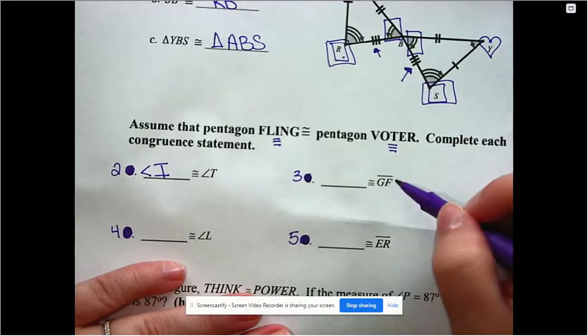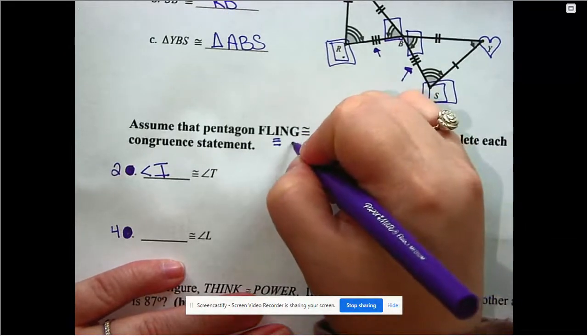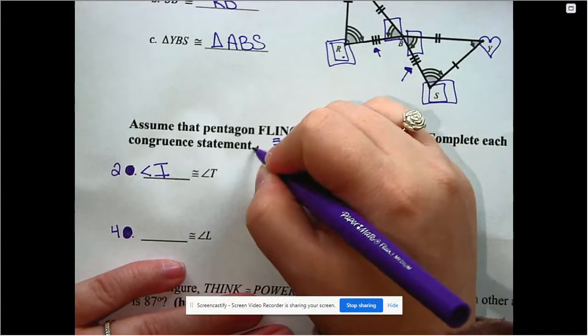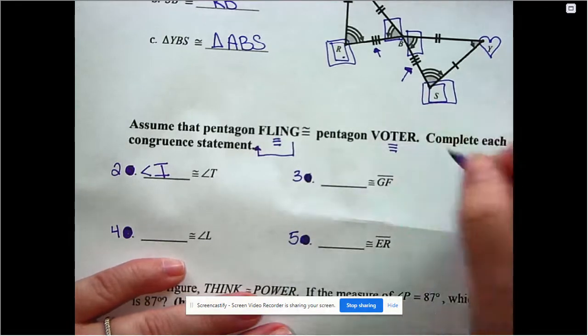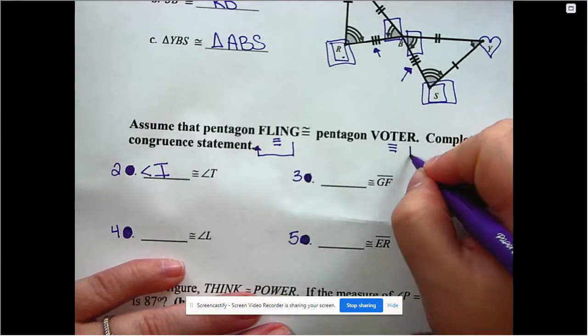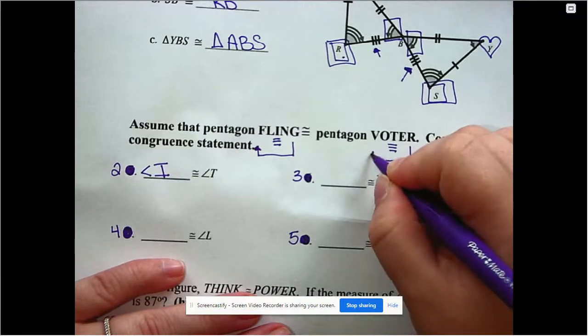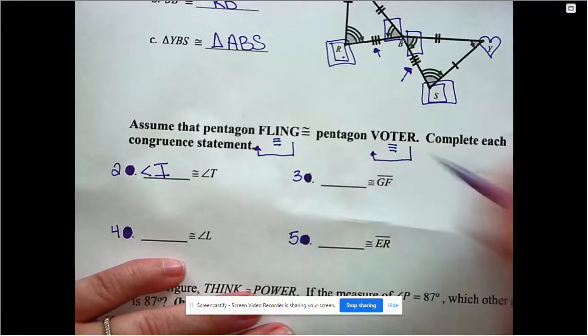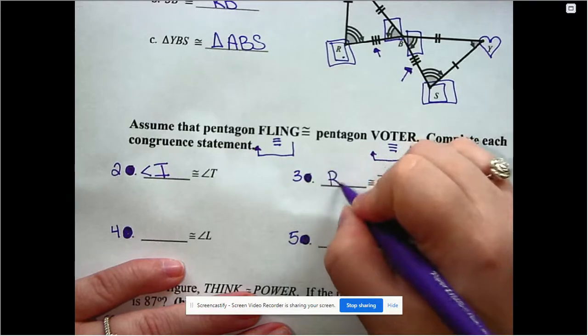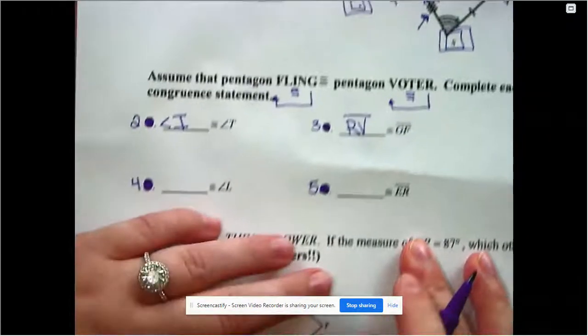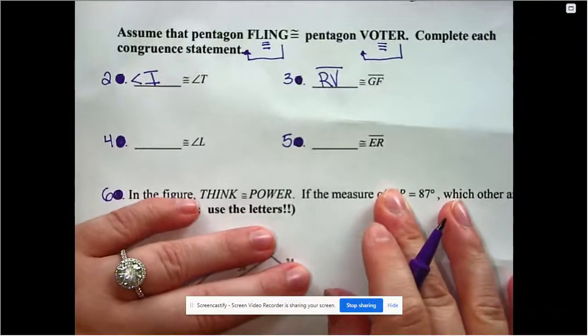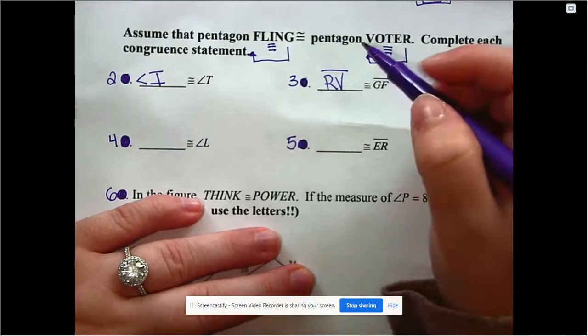And GF, so we start with G and we go to F. So it's the last letter to the first letter. Aquí empezamos con la última letra y terminamos con la primera letra. So this is segment RB. Segmento RB. And here we're looking for L.